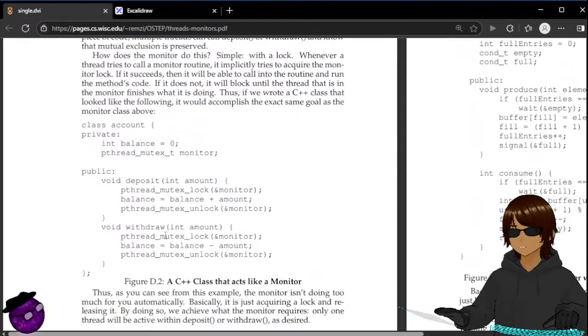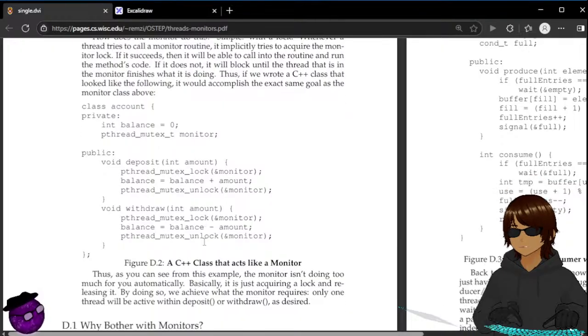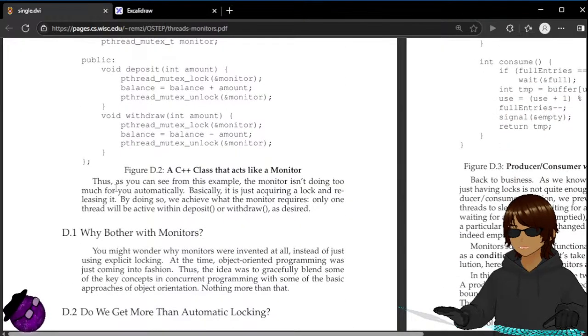Withdraw amount: lock monitor. Thus, as you can see from this example, the monitor isn't doing too much for you automatically. Basically, it is acquiring a lock and releasing it. By doing so, we achieve what the monitor requires: only one thread will be active within deposit or withdraw at a time, as desired.